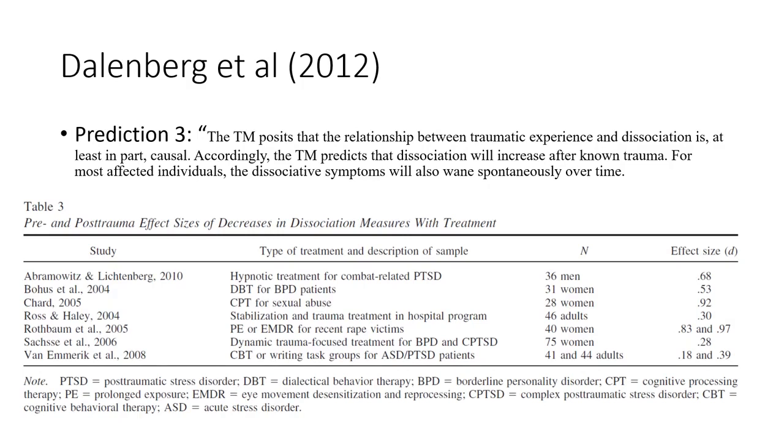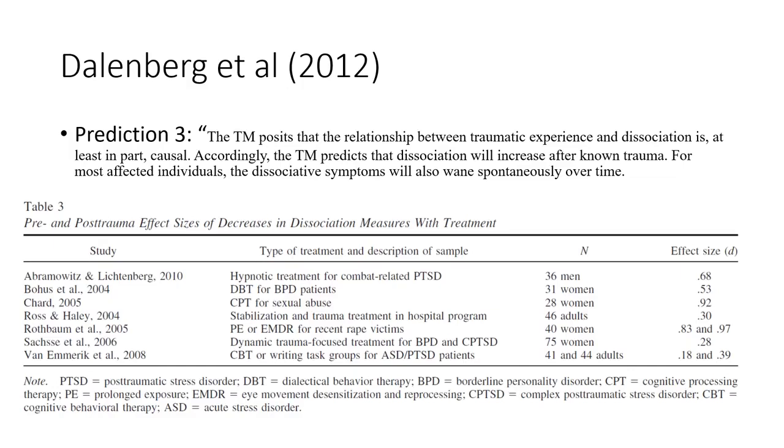The CHAD study down here was done with cognitive processing therapy, and they are claiming here that dissociation went up after trauma and then reduced with treatment. Similarly with the Ross study here, the type of treatment was stabilization and trauma treatment in the hospital program. In the Rothbaum study, they used PE, which is prolonged exposure, or EMDR, which is a type of exposure to memories as well, for recent rape victims, and they are claiming here that dissociation went up after the trauma and then dissipated after time.